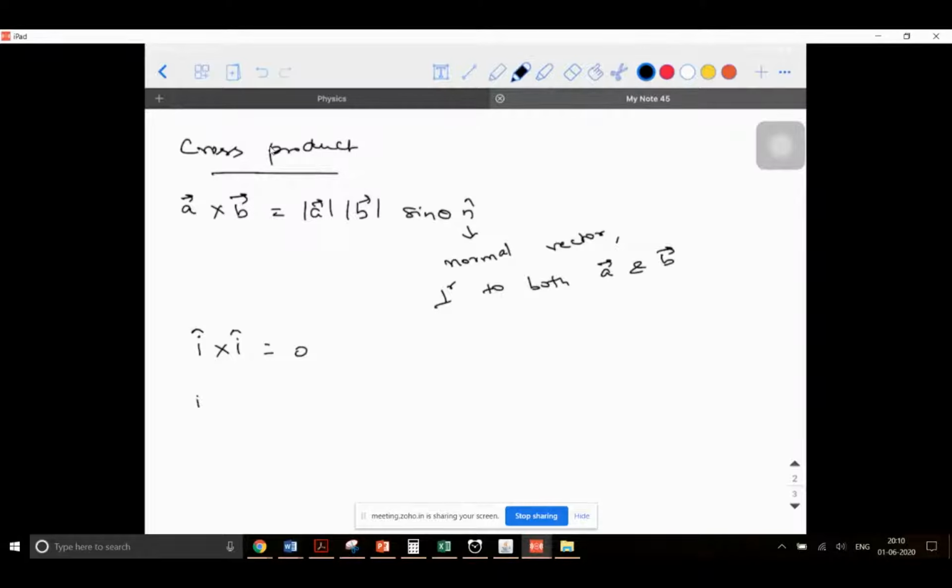Angle between them is equal to 0. That's right. Then if I ask you what is I cap cross J cap? 1, sir. Is it 1?